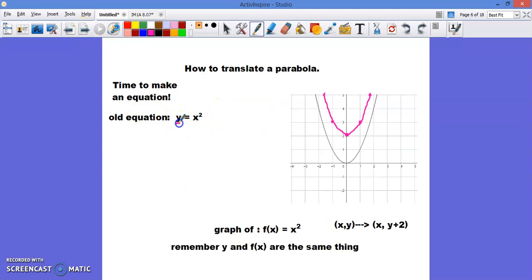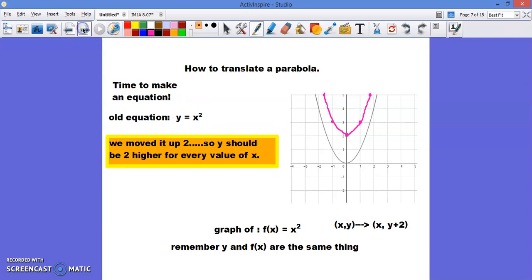Again, the old equation was y equals x squared, so we're going to start with that. Now, we moved the whole function up 2 units. So that means that y should be higher for every value of x. So for every single value of x, we need to increase the value that it currently is by 2. So that's not too bad, actually, if you think about it. If we just want to increase all the values by 2, well, we can just add 2 to the end of it, right? So if we have y equals x squared, we want to make all those values go up by 2, well, just add 2. So our new equation would be y equals x squared plus 2.